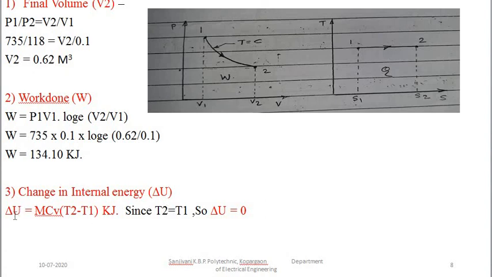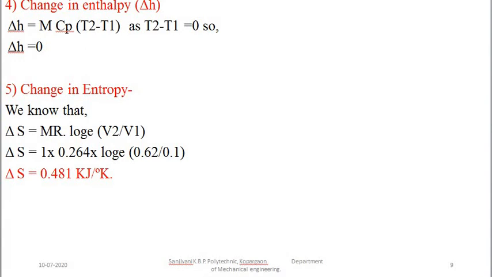Third parameter, change in the internal energy, that is delta U. We know the formula for delta U is equal to m Cv into T2 minus T1. Since T2 is equal to T1, delta U is equal to 0 for the isothermal process because the temperature change is 0. Now the change in enthalpy formula we know, m Cp into T2 minus T1. As the change in temperature is 0, therefore the change in enthalpy is also 0.